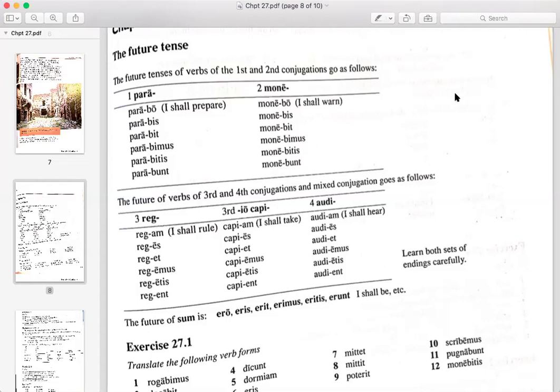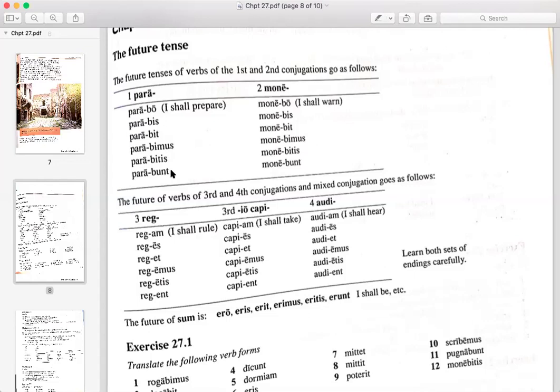Okay, so for the future, you can use will or shall to translate these. Especially the first person, you can use shall, but we're Americans and it's 2020. If you just want to use will, that's totally fine. So the first and second conjugations here are super simple for the future. Your endings are bo, bis, bit, bimus, bitis, and bunt. So first person, bo, second person, bis, third, bit, first plural, bimus, second plural, bitis, and third plural, bunt.